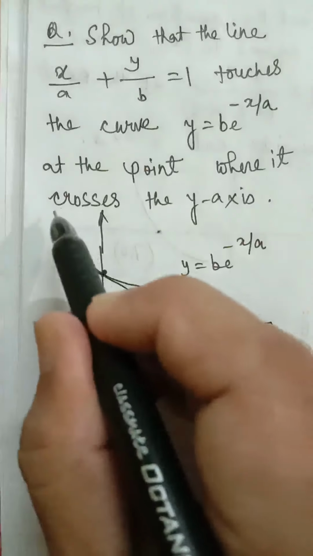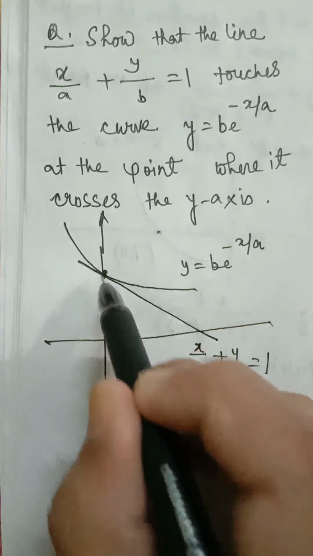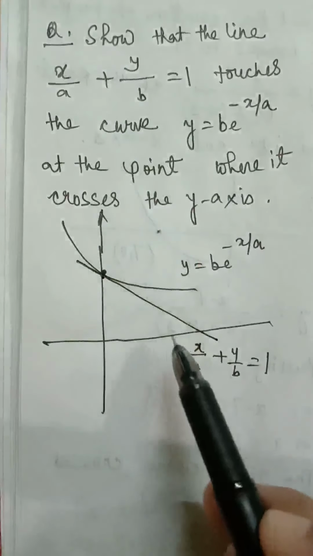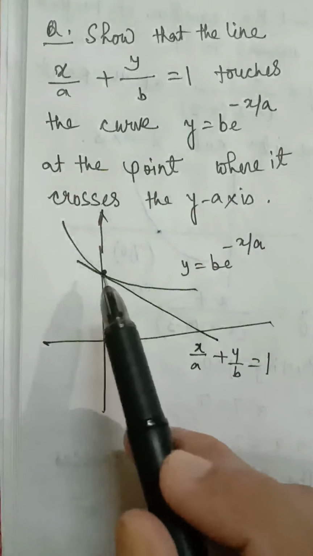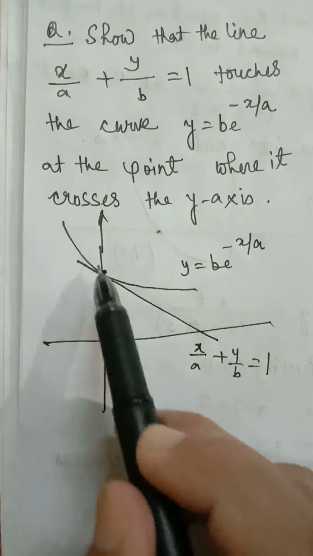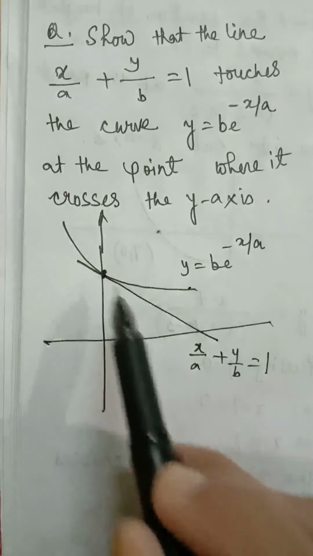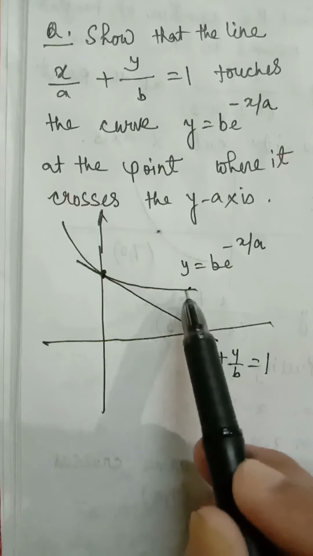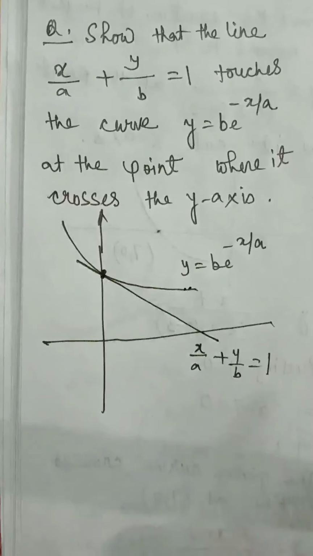Okay, this is the given curve, this is the point where it crosses the y-axis, and we have to prove that the given line touches the given curve at this point, or otherwise, what we have to prove is that the equation of tangent to this curve at this point is this line. This is what we have to prove.